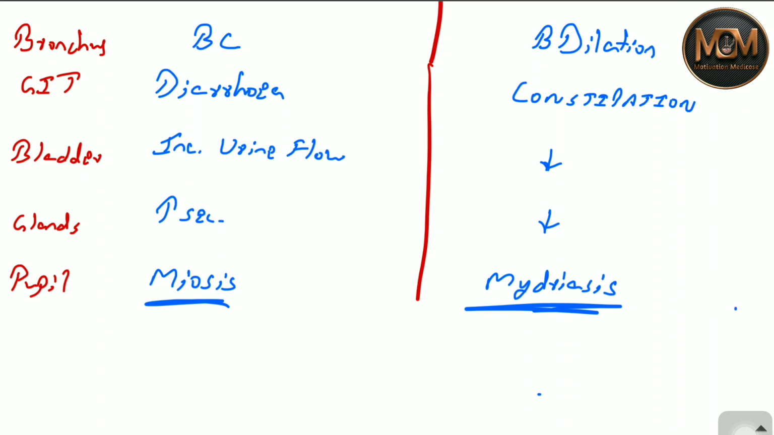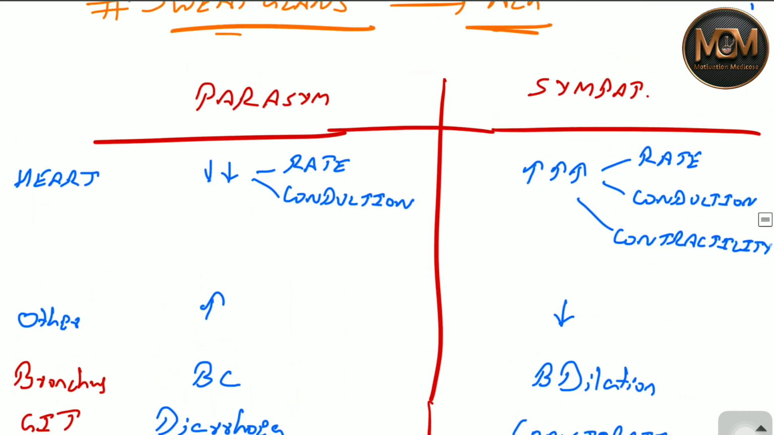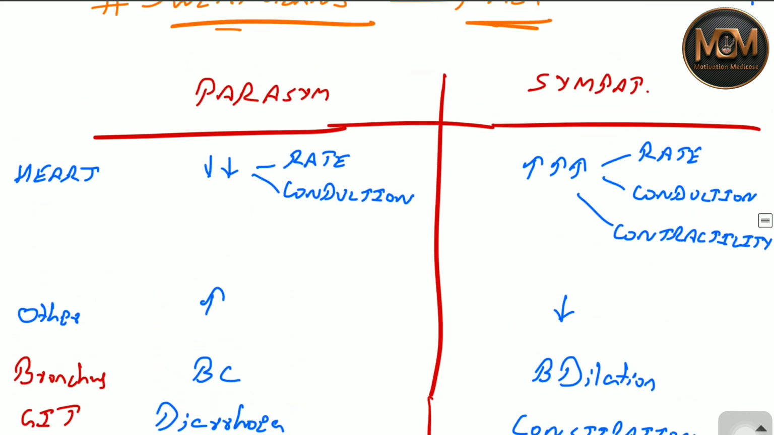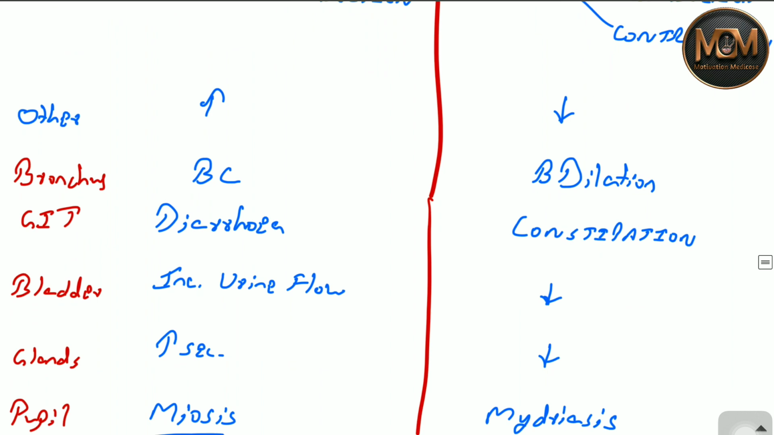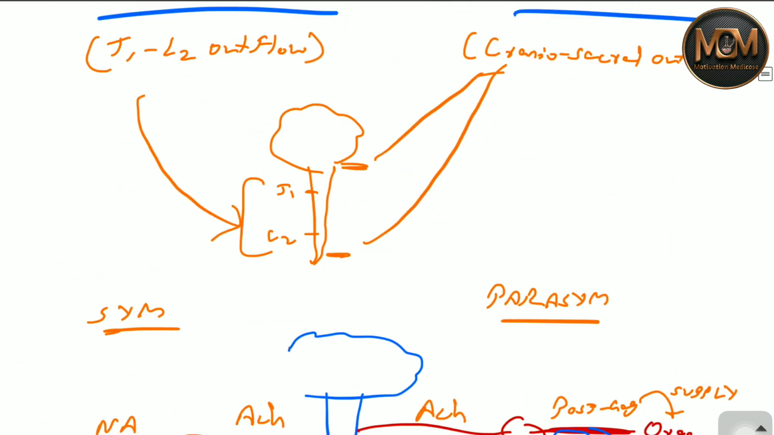So these are the functions on which we can divide them. In the sympathetic, only the functions of the heart are going to increase. Other than that, in all the other organs, in the parasympathetic system, things are going to increase. Like in the bronchus, there will be bronchoconstriction. In the GIT, there will be increased motility. In the bladder, increased urine flow. In glands, there will be increased secretion. And in the pupil, it will constrict the pupil. So that's it for this video, I think.